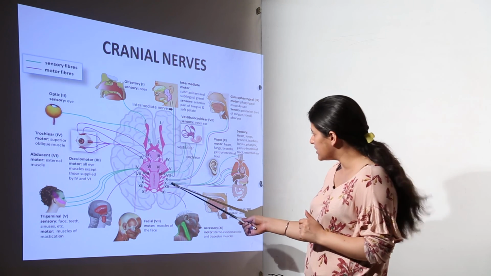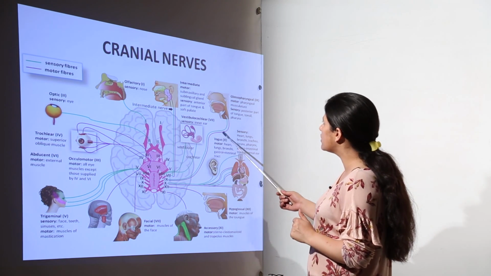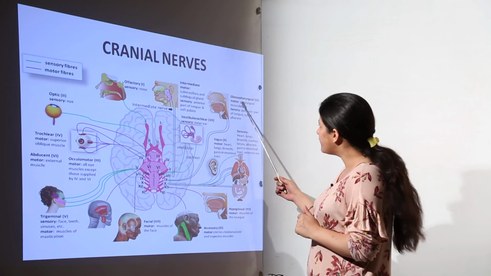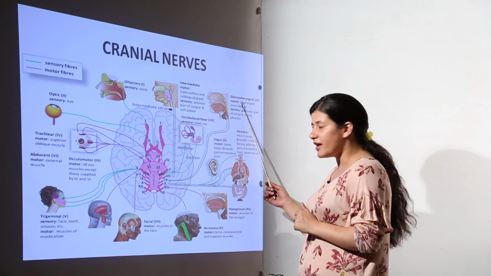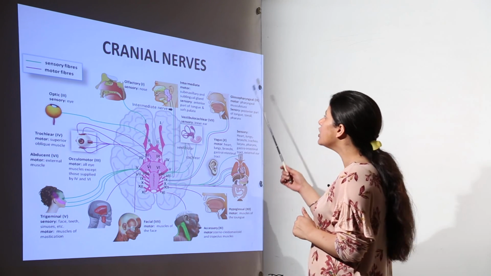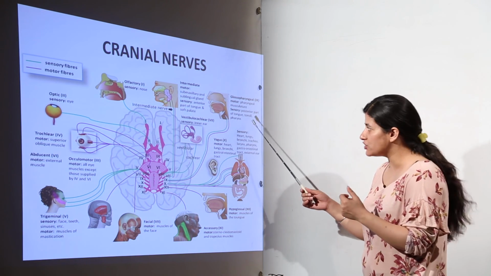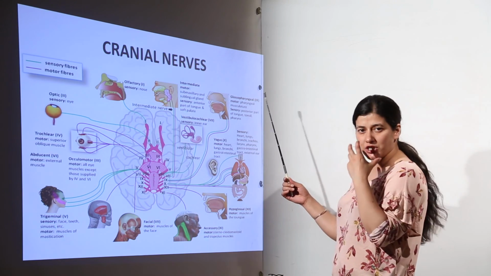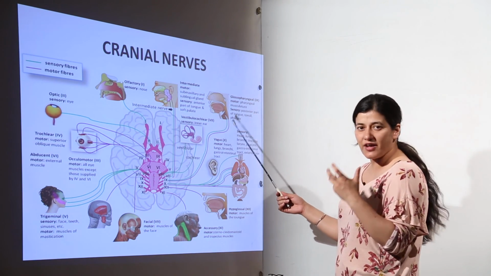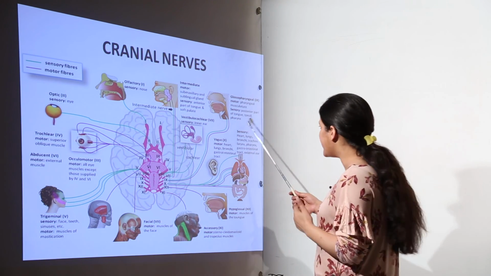Moving further, which one is the ninth one? The ninth one is a mixed nerve, that is the glossopharyngeal. Pharyngeal has something to do with the pharynx, and it is both motor and sensory. The motor part is the pharyngeal musculature, while the sensory part is the posterior part of the tongue, tonsils and pharynx, for taking up the taste and smell stimulus.